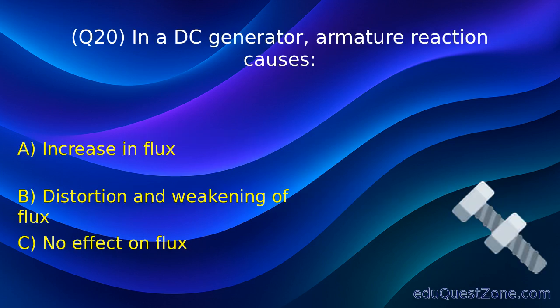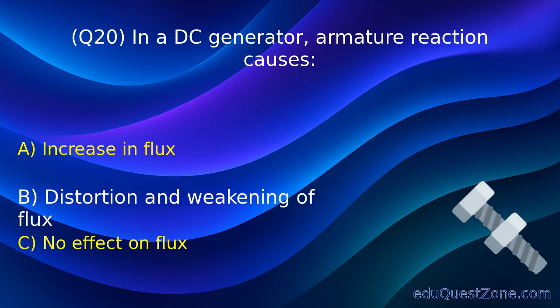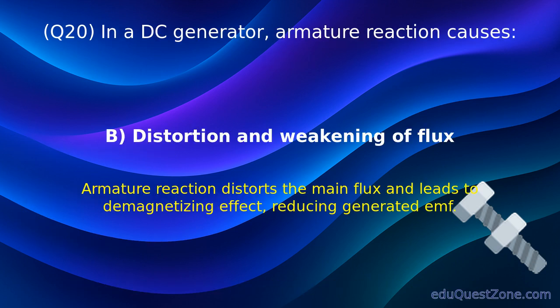Question 20. In a DC generator, armature reaction causes Option B. Distortion and weakening of flux. Armature reaction distorts the main field flux and weakens it, reducing EMF.